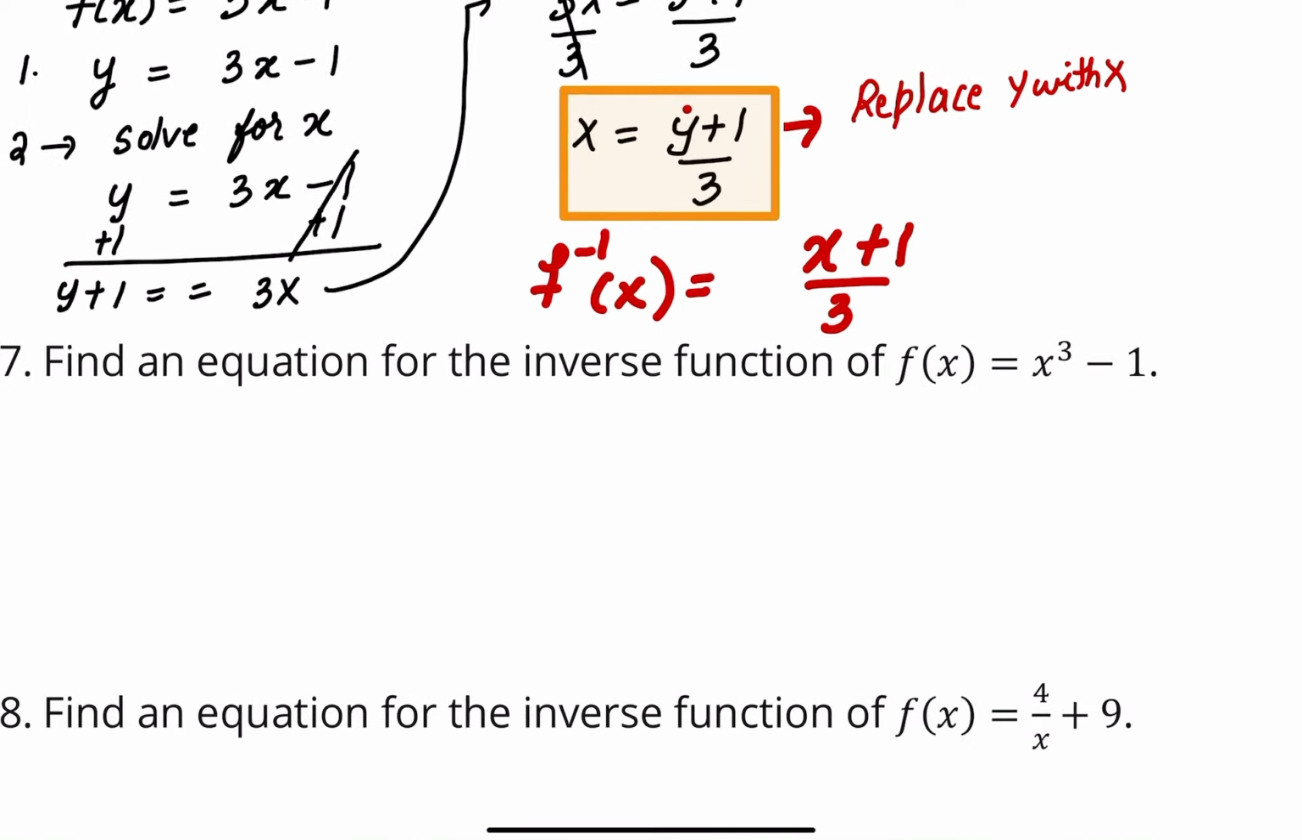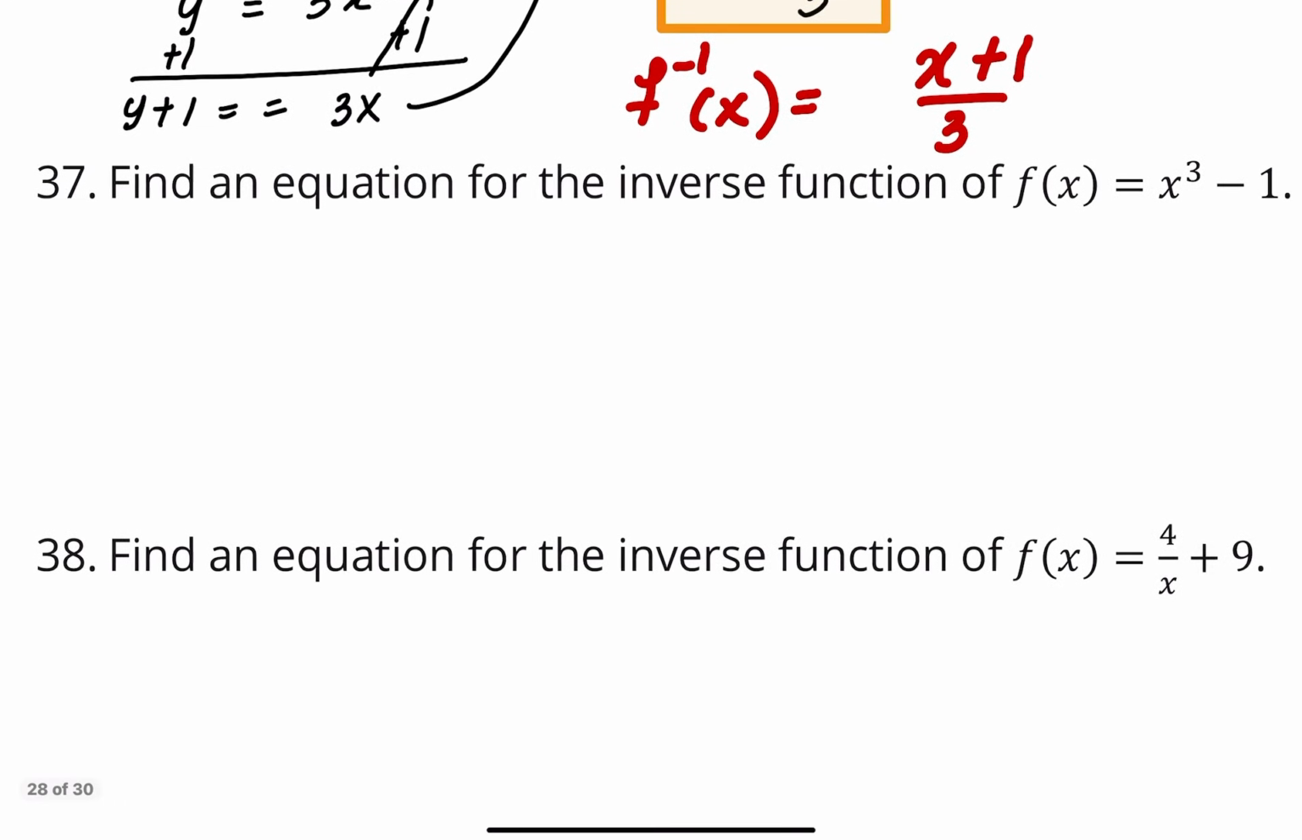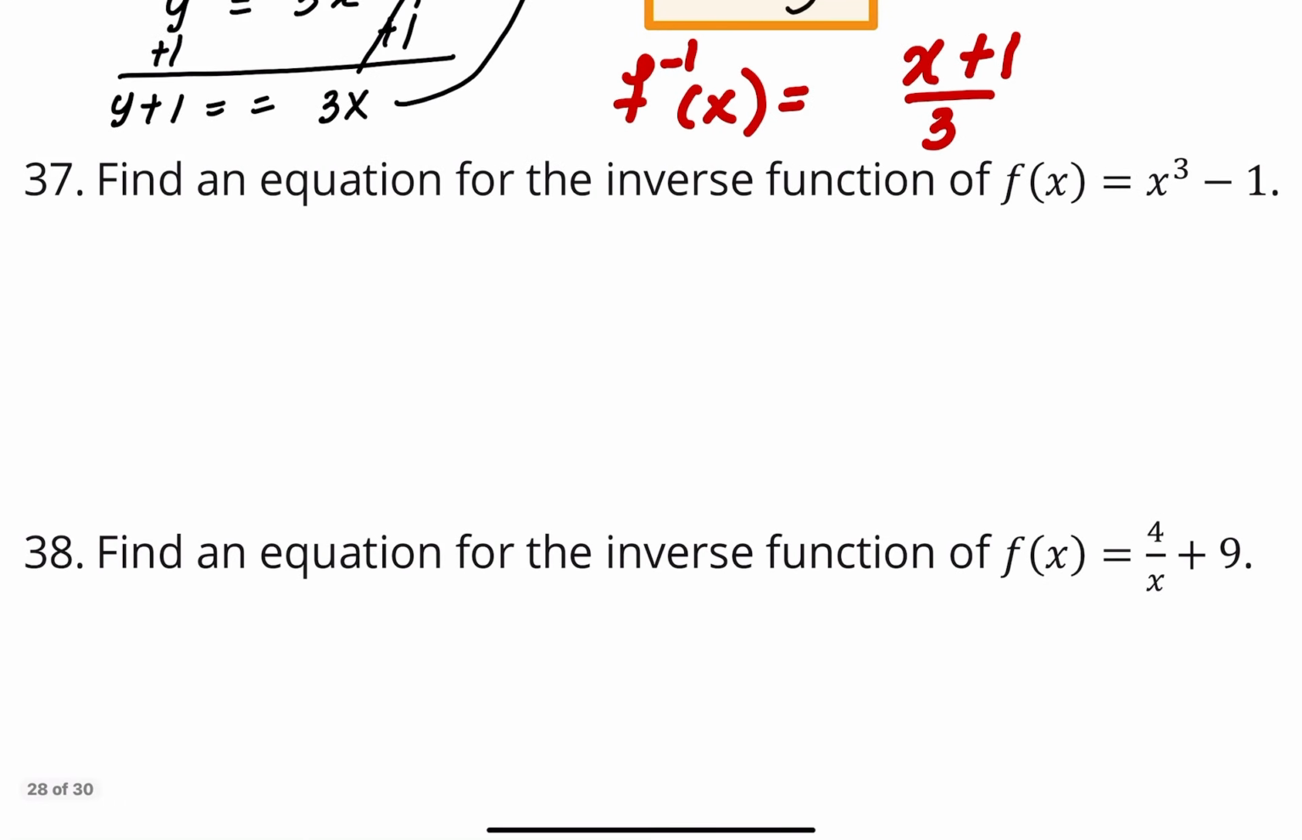Now let's take a look at the next one. Again, I like to write it down. So my function f of x is equal to x cubed minus 1. Step 1, I replace my f of x with y. Y is equal to x cubed minus 1.